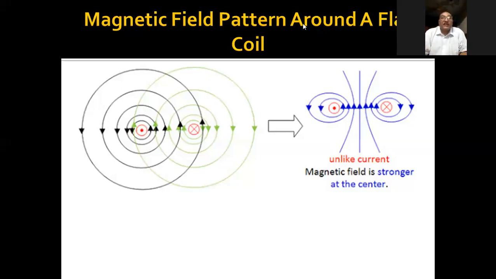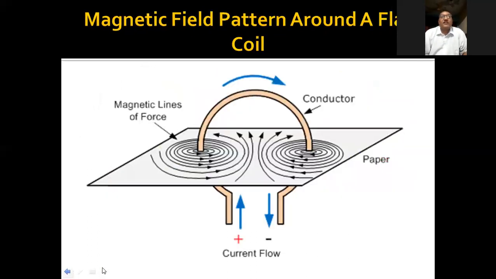Here, dot means the current is coming out of the paper. By applying the right-hand grip rule, you can tell the magnetic field lines around it will be in an anti-clockwise manner, and the magnetic field lines around this cross will be in a clockwise manner. So this figure and this figure are all basically the same figures.